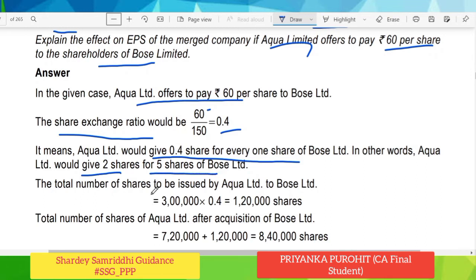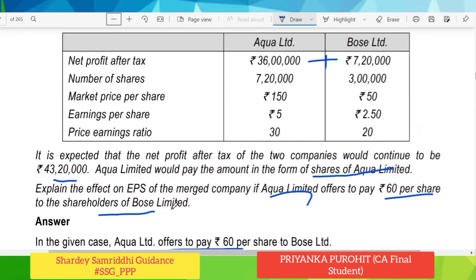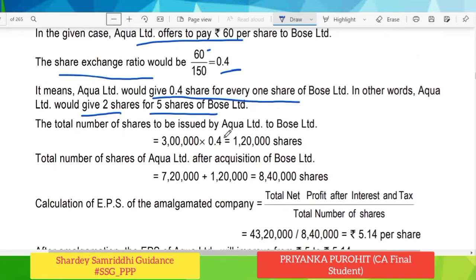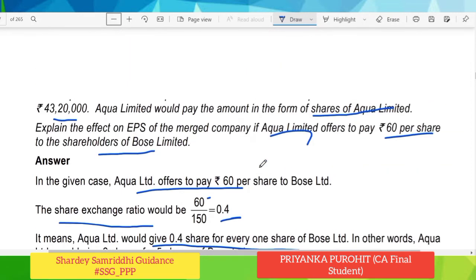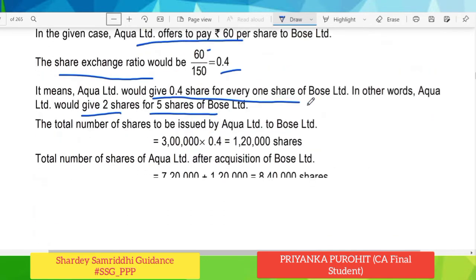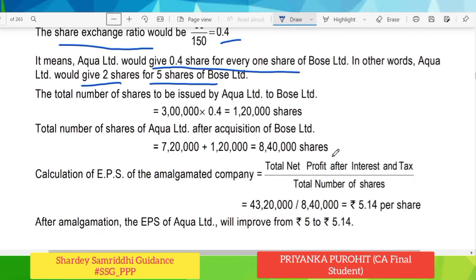The total number of shares to be issued by Aqua to Bose would be, the number of shares in case of Bose Limited were 3 lakh. 3 lakh multiplied by 0.4, that is the exchange ratio, would give us the number of shares to be issued by Aqua to Bose, that is 1,20,000 shares. So the total number of shares of Aqua Limited after acquisition would be, originally it was having 7,20,000 shares. Now it will issue another 1,20,000 shares to Bose Limited. So the total number would change to 8,40,000.